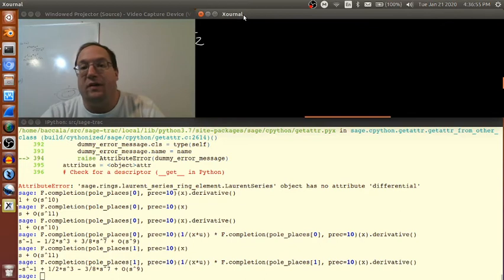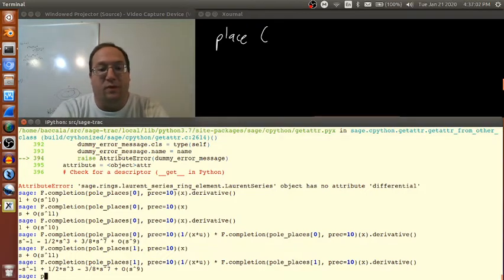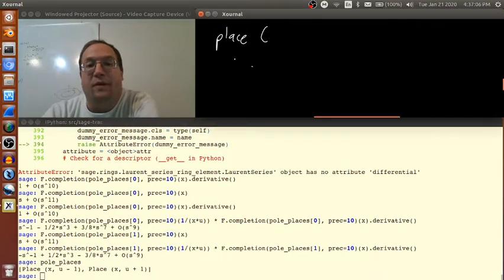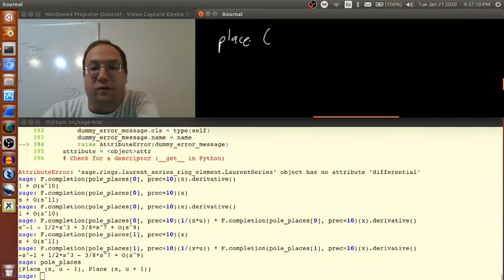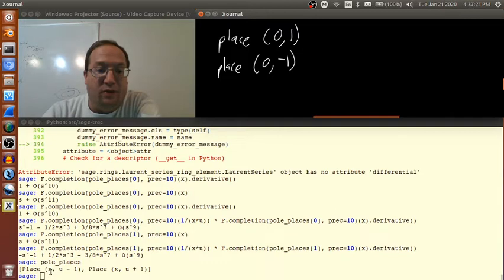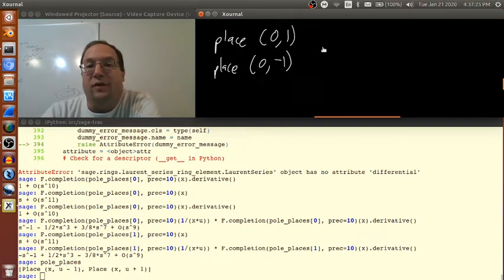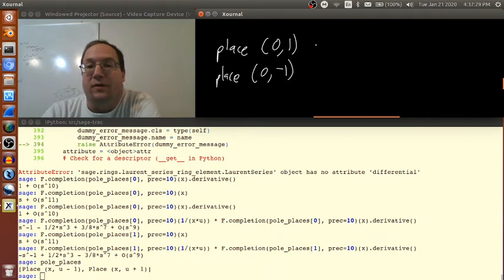What are the pole places again? The first one is 0, 1, and the second one is 0, negative 1. These are just the values of x and u that make these polynomials equal to 0. So at the first place, the series expansion of our differential, our integrand, is 1 over s plus higher order terms, which don't really matter. And the other one is going to be negative 1 over s plus something, something, something.